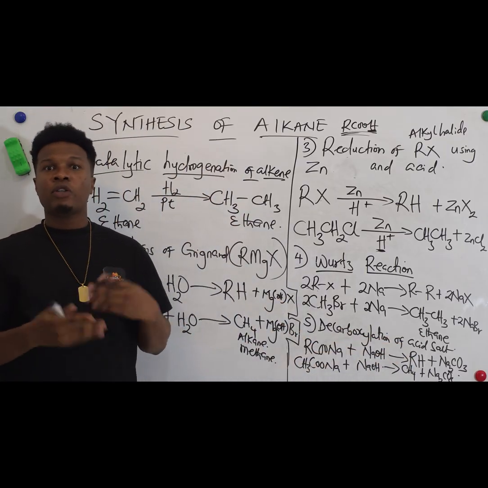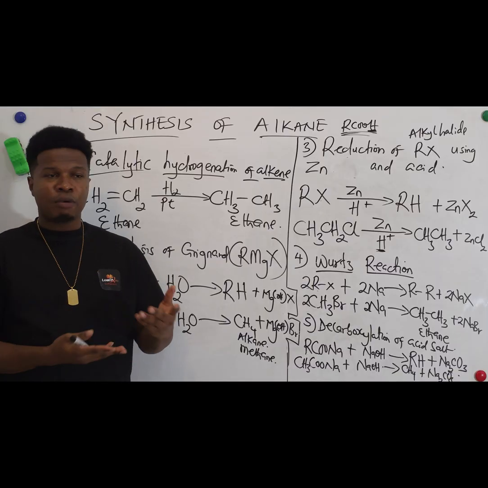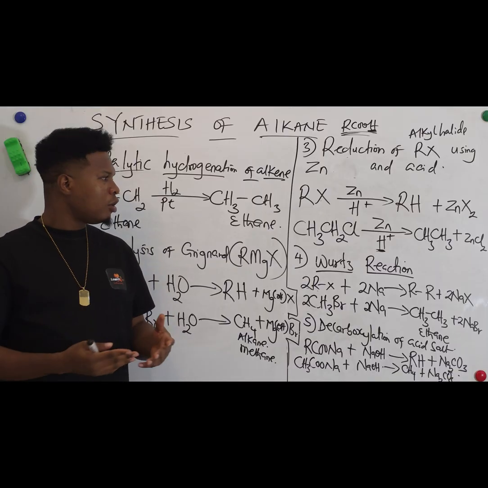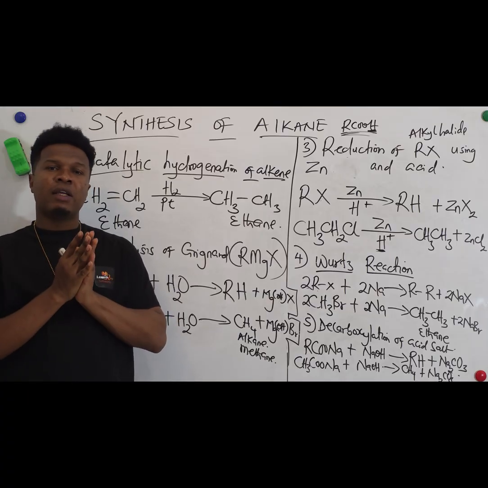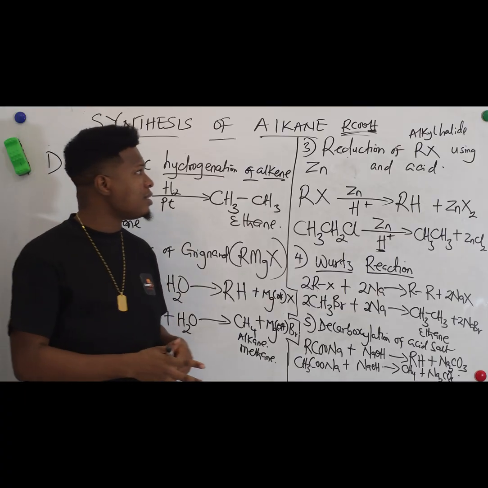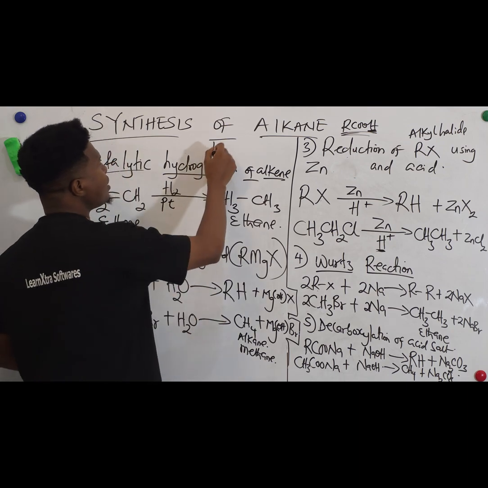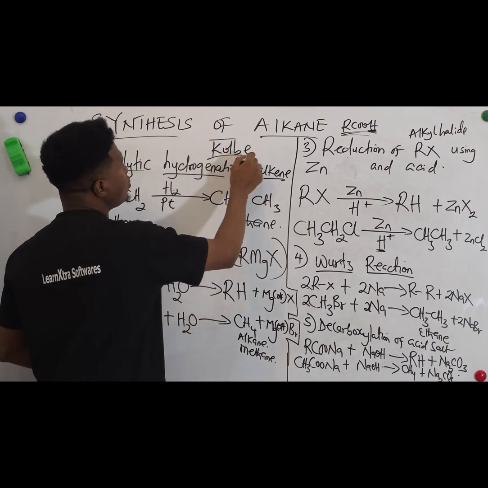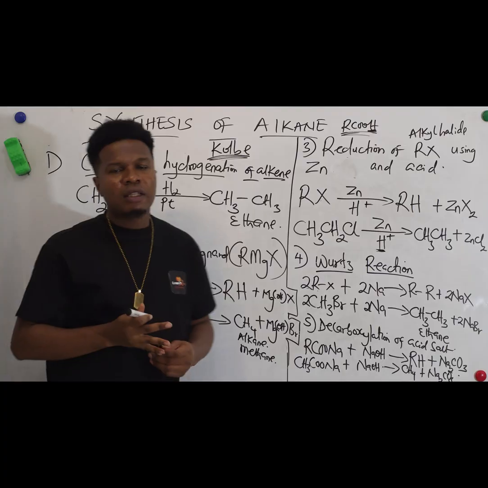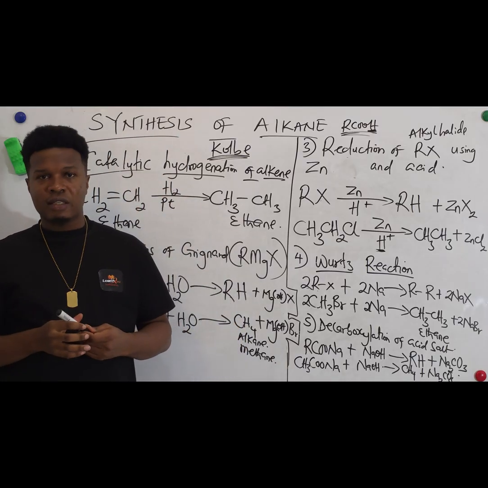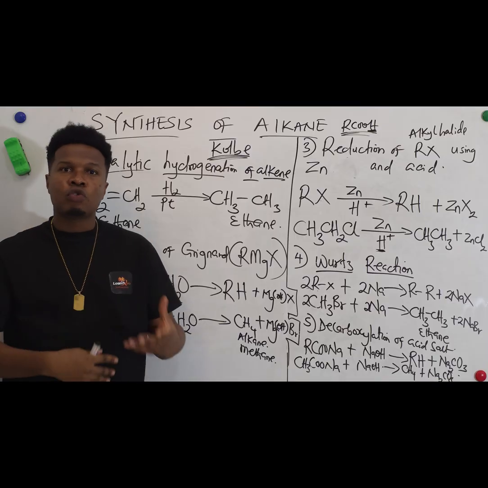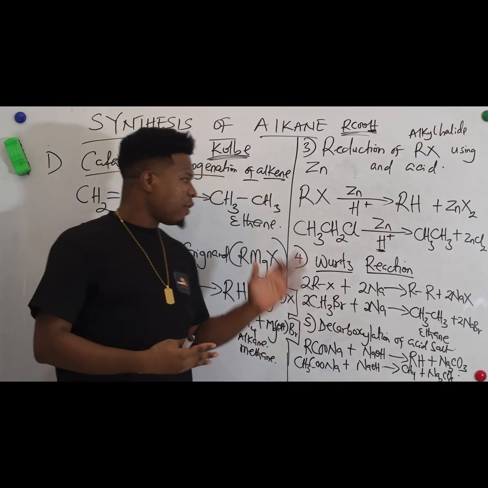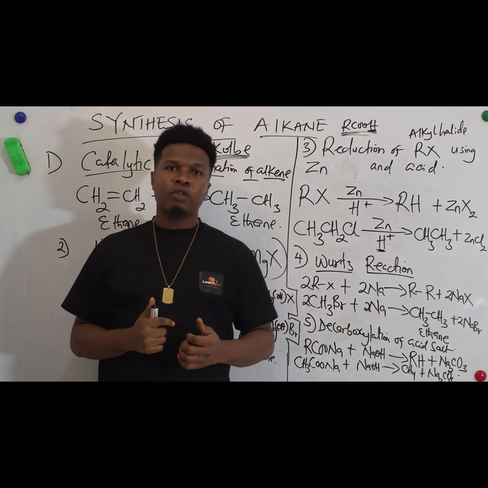So there are several methods again. We also have the Kolbe synthesis, but I don't want us to go too deep. So let's just work with these 5 preparations. I didn't discuss the Kolbe synthesis. I will leave that for you to go and verify. This uses electrolysis to generate an alkane. So there are several methods we can use to generate an alkane, and these 5 I've given you should be enough for you to understand.